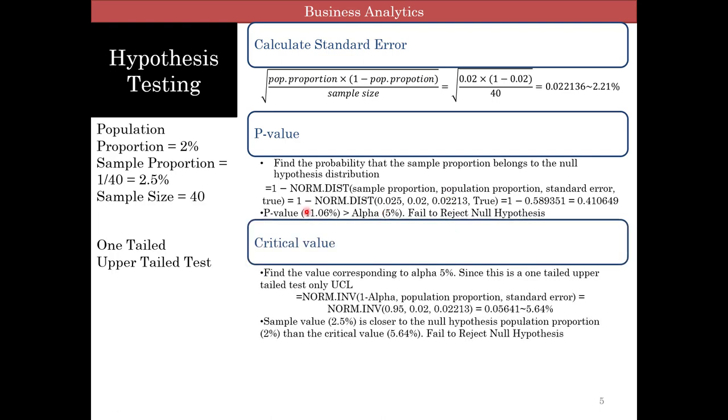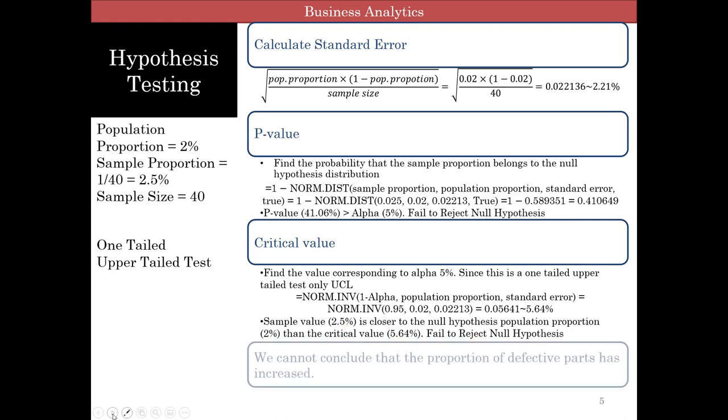You can do the critical value method here. Since it's an upper tail test, you only calculate your upper critical level. You're going to use 1 minus alpha there, 95%. Plug in the population proportion and standard error, and the upper critical value is 5.64%. So any value which is greater than 5.64% is rejected. Anything less than 5.64%, you fail to reject. And here you have 2.5% as a sample value, and therefore you fail to reject the null hypothesis.